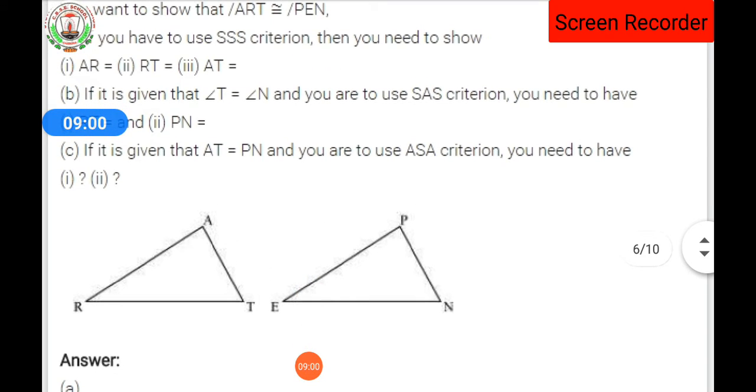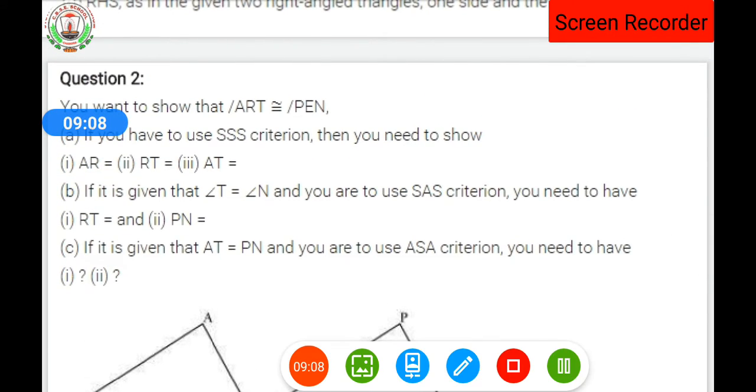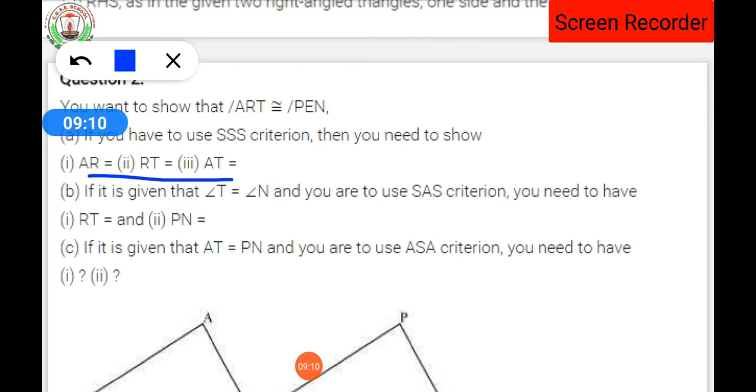So here we can see, as in the first one, that AR is equal to which? The two triangles are being given. Let me draw the two triangles once again. ART, then PEN. If these are the two triangles and they are congruent to each other, then we have to mark the corresponding parts. The first triangle's parts are given. We have to mark the corresponding parts of the second triangle.